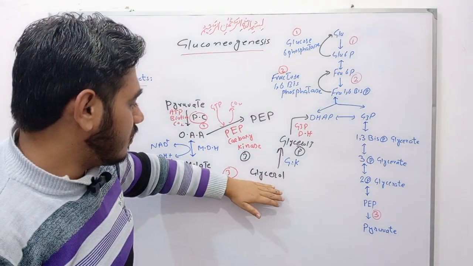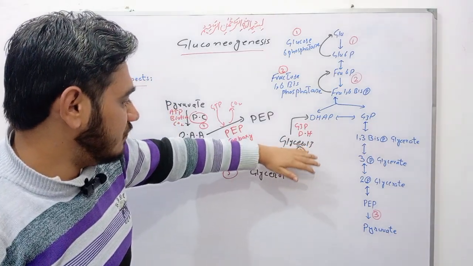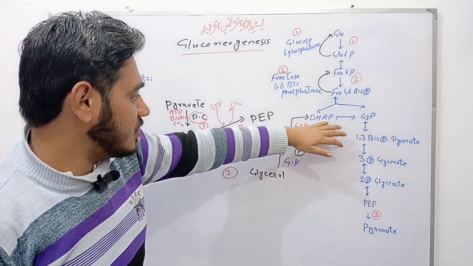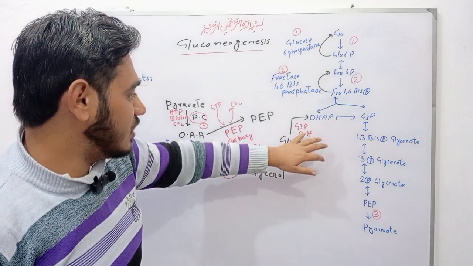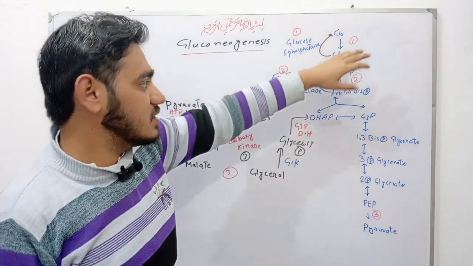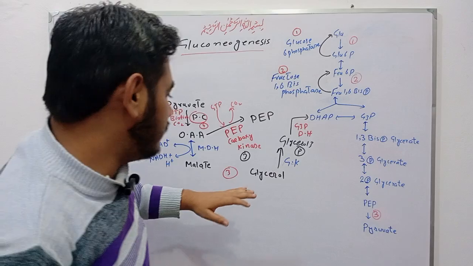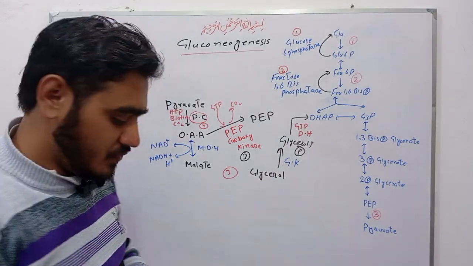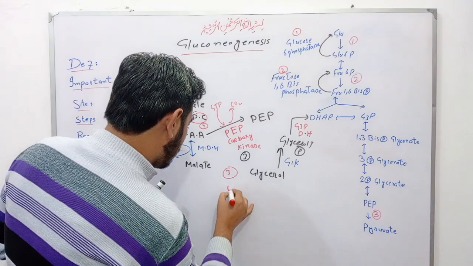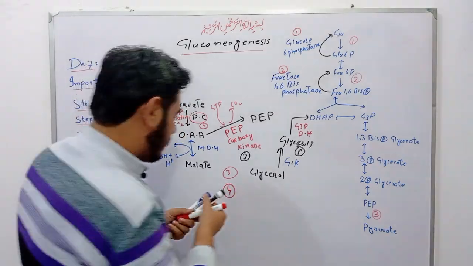So glycerol converts into glycerol 3 phosphate with the help of glycerol kinase enzyme, and glycerol 3 phosphate is converted into dihydroxyacetone phosphate with the help of glycerol 3 phosphate dehydrogenase enzyme, and the same steps convert it into glucose. In this way, glycerol forms glucose. Now coming toward the synthesis of glucose from glucogenic amino acids.